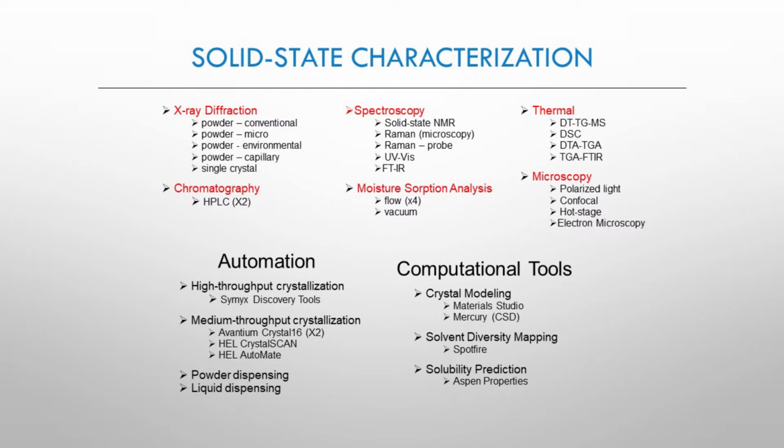It's nice to have multiple, what they call orthogonal techniques. I think it sounds nice, but basically different techniques are more sensitive to different types of forms. Oftentimes your thermal techniques, or even moisture absorption analysis, might be better at detecting small amounts of amorphous material in the presence of a predominantly crystalline sample. But basically the different techniques serve in a complementary fashion.